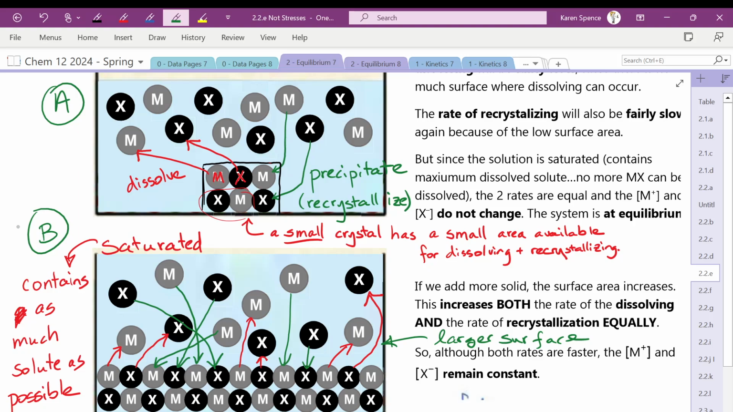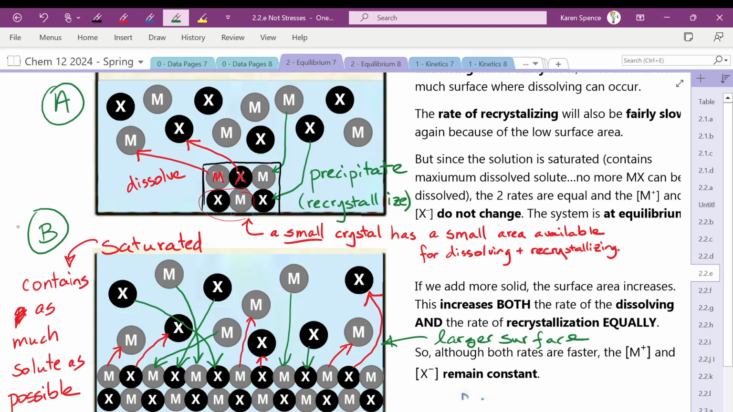So in diagram B, the rate of dissolving is higher. What about the rate of precipitating? It's also higher. We have 2 green arrows in diagram A. We have 6 green arrows in diagram B. So the rate of recrystallizing is also faster because you provided a bigger surface at which that process can occur.